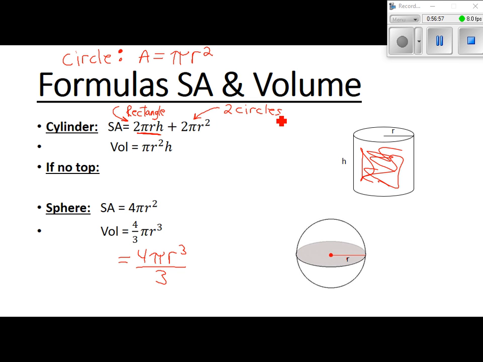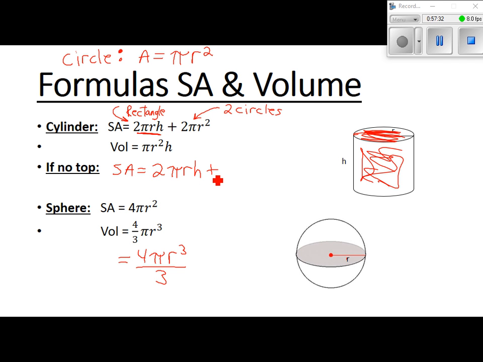So if this cylinder doesn't have a top and we want to find the surface area, it's not going to affect the volume. Whether a cup has the top on it or not, it still holds the same amount, right? But the surface area, that is going to change it. So if there was no top here, how would we find the surface area? What's missing? You take off one of the circles. So is the rectangle going to change any? So that's still 2 times pi times radius times height.